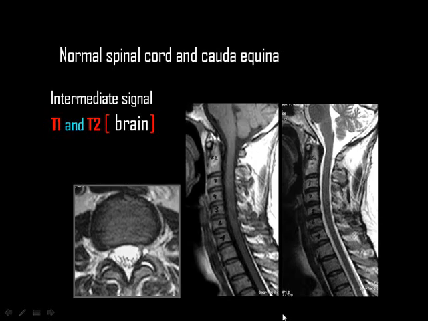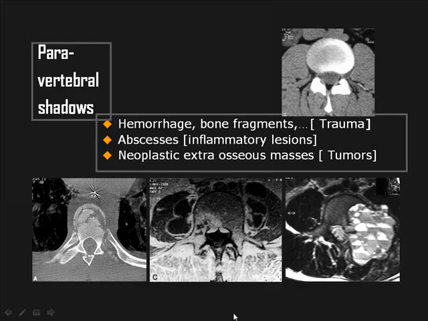Then, what about the spinal cord, which is specific for MRI? The spinal cord is almost similar to the brain tissue. It is gray in the T1 weighted image and darker in the T2 weighted image. This is the normal appearance of the cervical spinal cord.